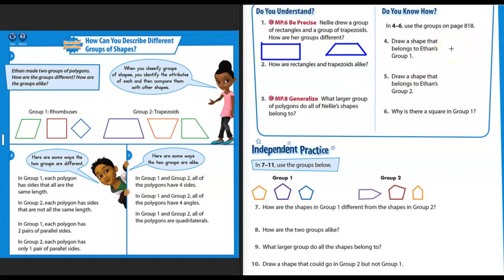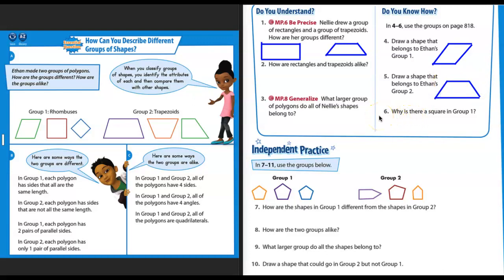Over here, it says draw a shape that belongs to Ethan's group 1. So in Ethan's group 1, he drew, and I'm going to do my best here. He drew rhombuses, which means that they all have equal sides, and my sides might not be perfectly equal, but I'm trying. And in group 2, draw a shape that belongs to group 2, trapezoid, which I did up top. I'm going to draw 2 lines that are parallel, and then these 2 lines are not parallel.